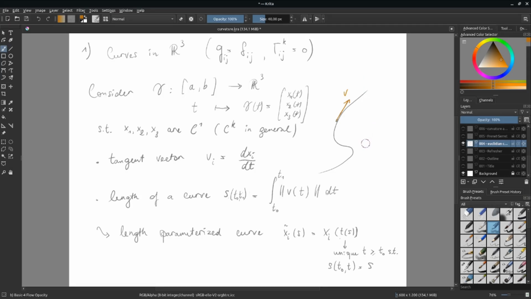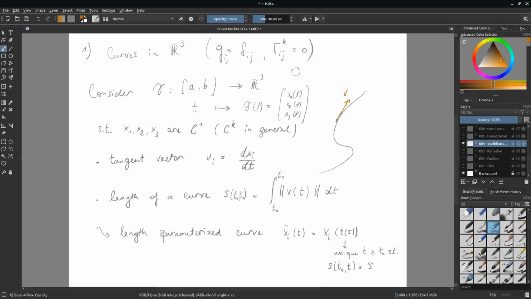Now we're back to the not-too-abstract stuff. Specifically, we're talking about curves in R^3. R^3 is a differential manifold, and it is very simple because the metric is simply given by the identity matrix, and the connection is flat. So all the connection coefficients are zero. There's no headache to have here.